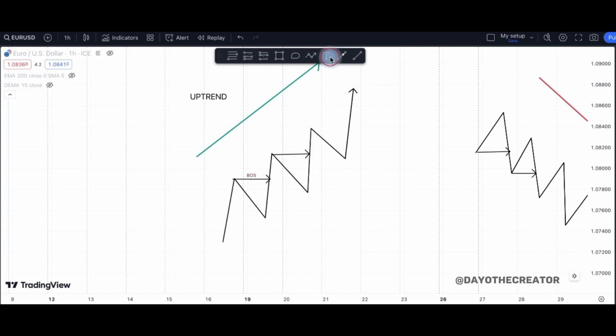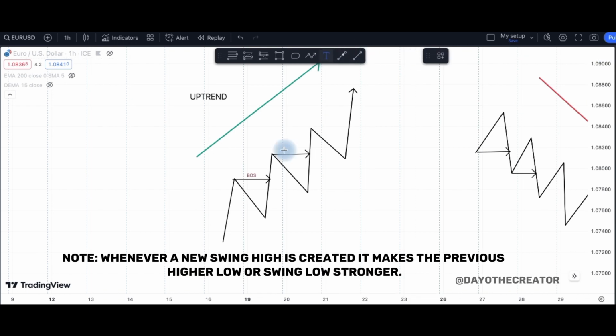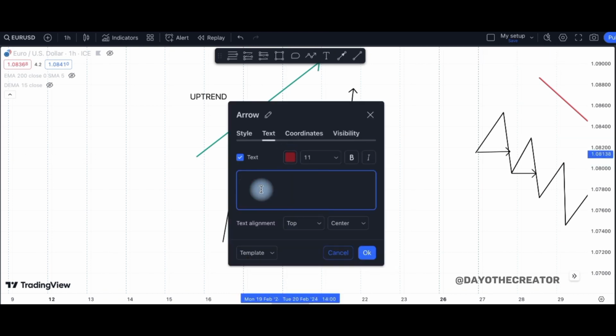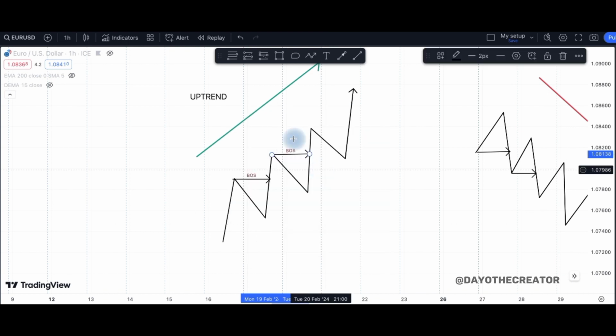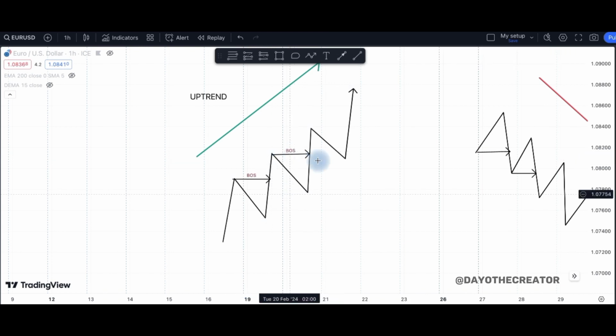That's how it works. Whenever the market creates a new high, it always makes the new high stronger than the previous high. The creation of a new high and the mitigation of the previous high is called break of structure.